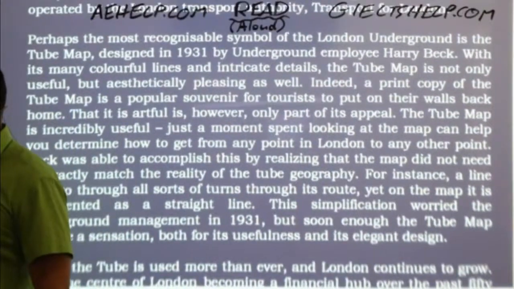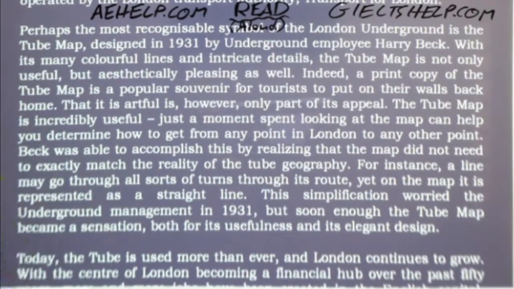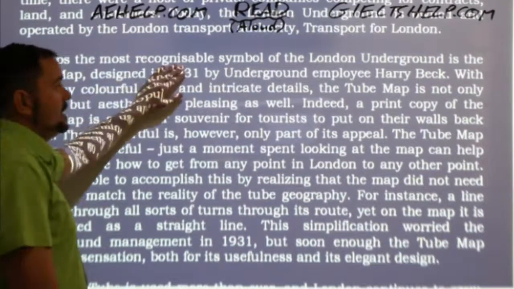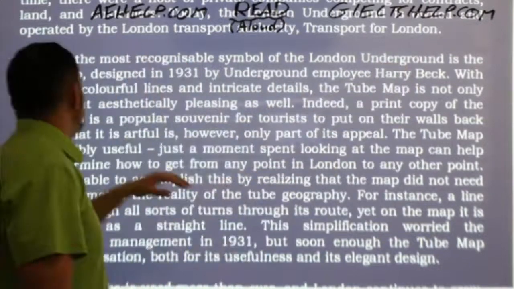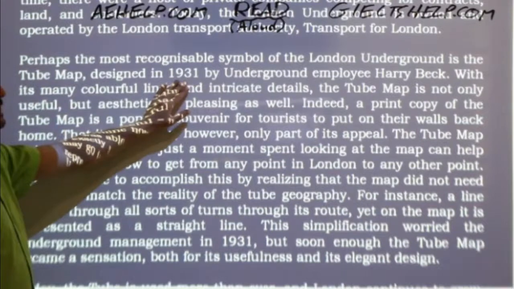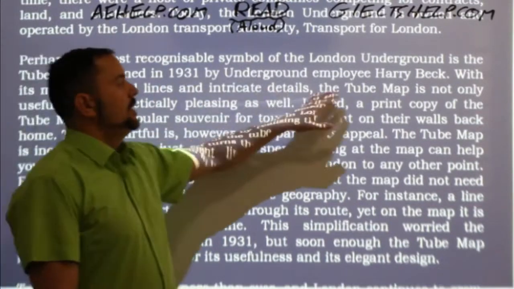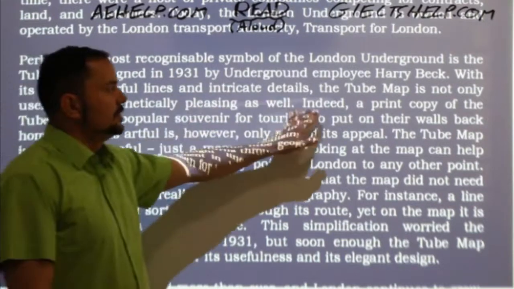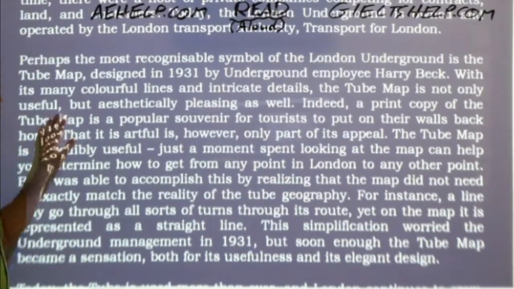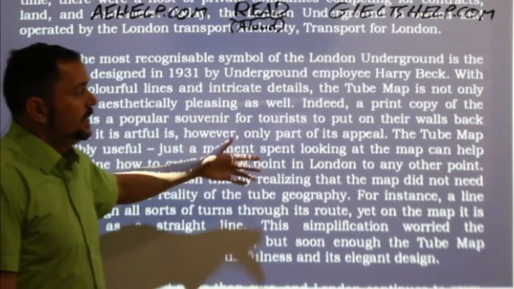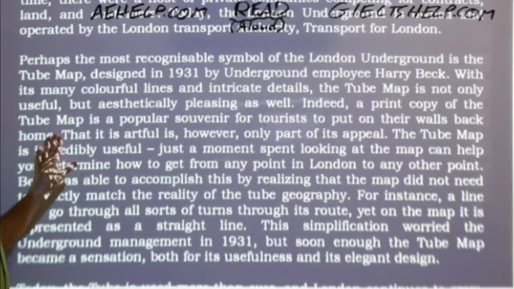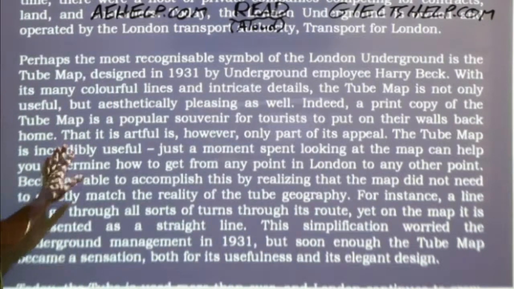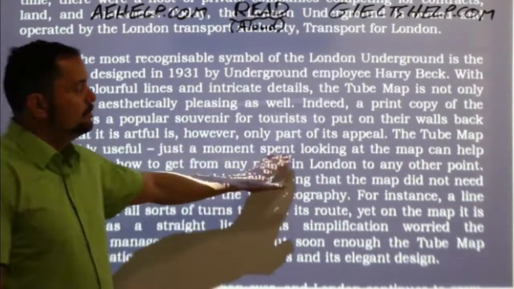Okay, here we go. Let's keep reading together, nice and loud. Perhaps the most recognizable symbol of the London Underground is the tube map, designed in 1931 by underground employee Harry Beck. With its many colorful lines and intricate details, the tube map is not only useful, but aesthetically pleasing as well. Indeed, a print copy of the tube map is a popular souvenir for tourists to put on their walls back home. That it is artful is, however, only part of its appeal.